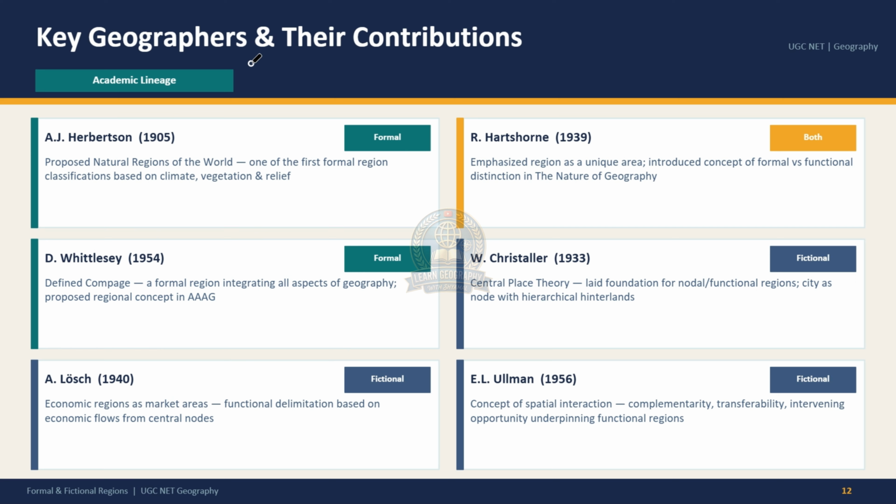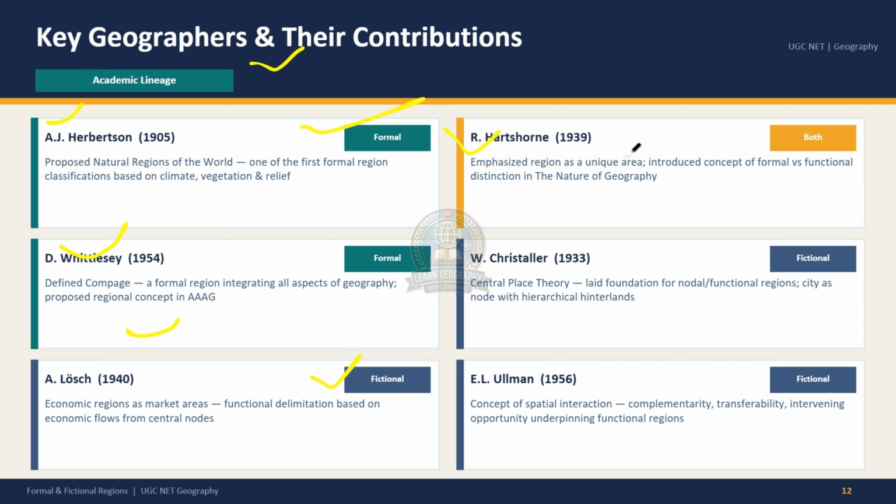Okay, now key geographers and their contributions. A.J. Herbertson in 1905, formal regions, proposed natural regions of the world, one of the first formal region classifications based on climate, vegetation and relief. D. Whittlesey, 1954, formal, defined a compage, a formal region integrating all aspects of geography, proposed the regional concept in AAAG. August Lösch in 1940, economic regions as market areas, functional delimitation based on economic flows from central nodes. His theory is about functional regions.